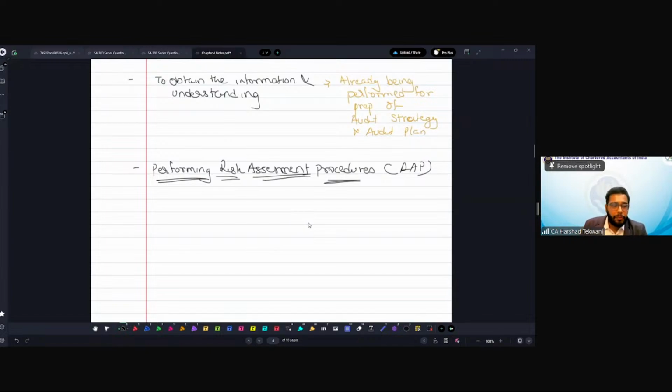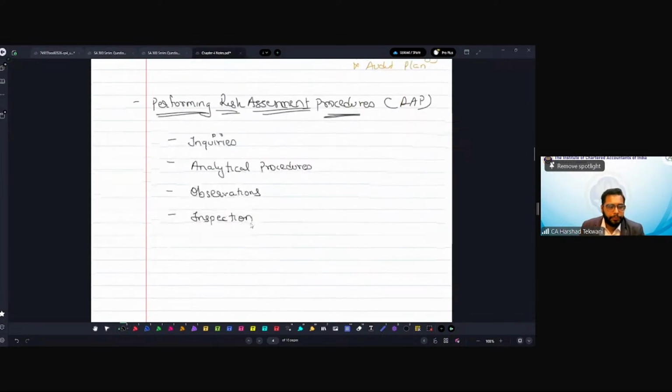How to perform this risk assessment procedure is, first you do inquiries, then you perform analytical procedures, then you may perform observations, and then you may perform inspection. Okay. So you may perform inquiries, analytical procedures, observations, and inspection. Or you can call it IAOI. Okay.